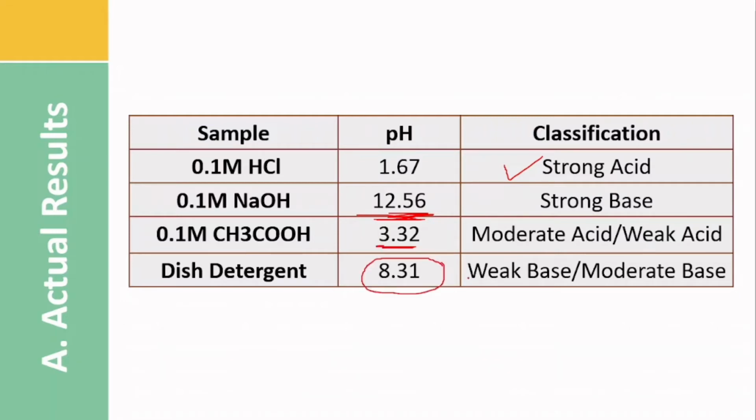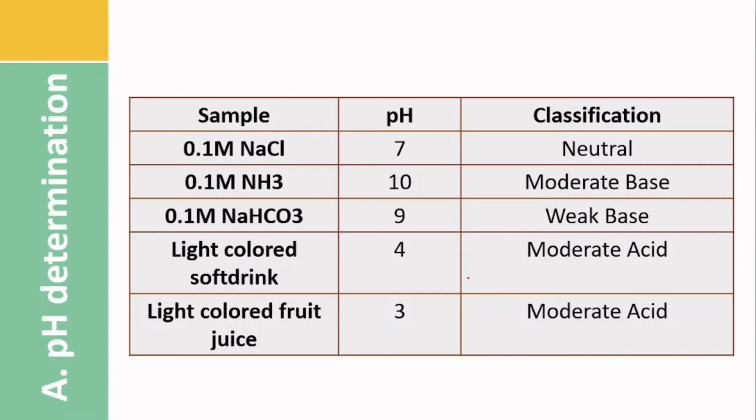Okay? Next naman is, if you're going to determine the pH of these following solutions or reagents that can be found in your laboratory or in our home, ito po yung mga ma-observe nating pH most likely. Your 0.1 molar NaCl, ito mga examples na lang to ha. It has a pH of 7 or it is neutral. Next naman is your 0.1 molar of your NH3. It has a pH of 10 and is classified under your moderate base. Next naman is your 0.1 molar NaHCO3. It has a pH of 9 and is classified under your weak base.